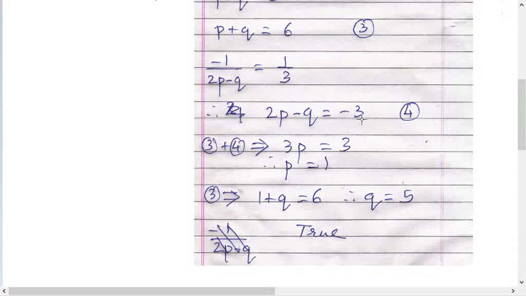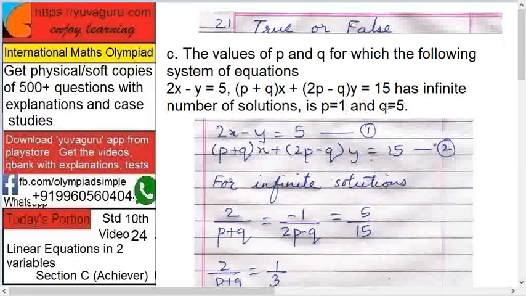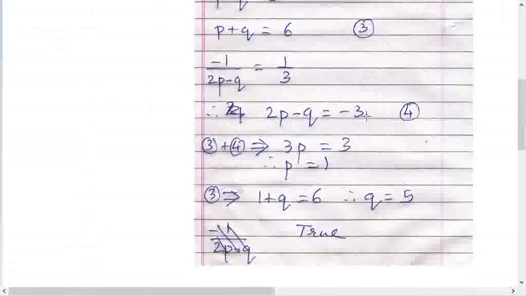2p minus q equals minus 3, equation numbers 3 and 4, solve these two. So 3 plus 4, you get 3p equals 3, p equals 1, then put it in 3, 1 plus q equals 6, q equals 5, so the values are 1 and 5. That's what is given, right? So the answer is true.